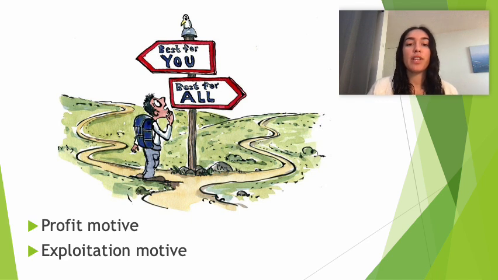So I mentioned before that the reason we have this tragedy of the commons problem is because people act in their own self-interest. So let's break down what this means. There are two ways to look at it. First, there's the profit motive. If a producer can cut down trees or catch fish to sell for a profit, they'll keep doing it.